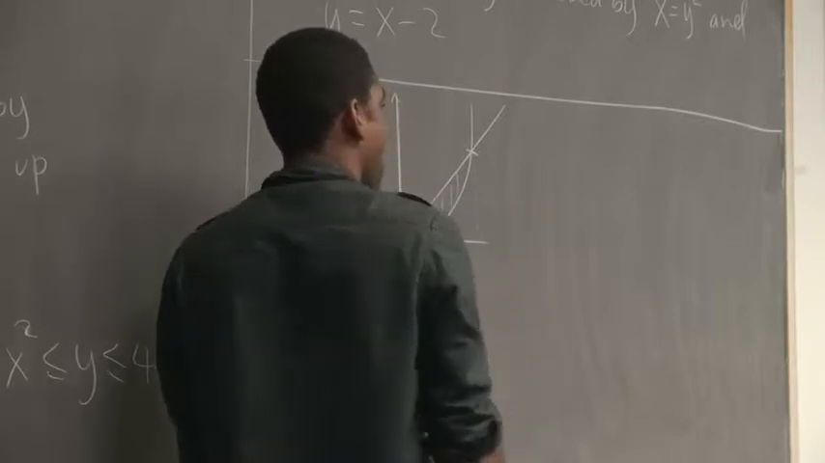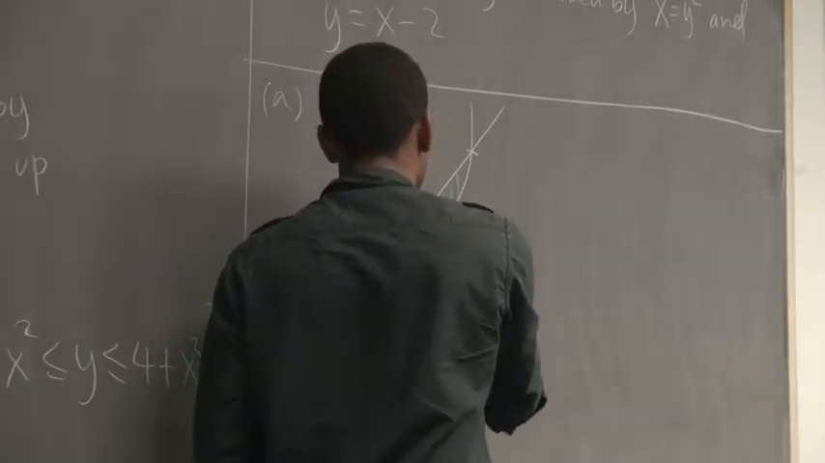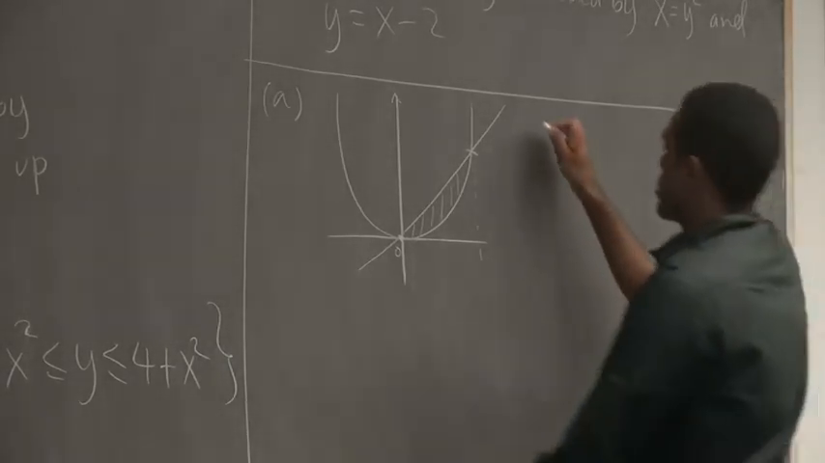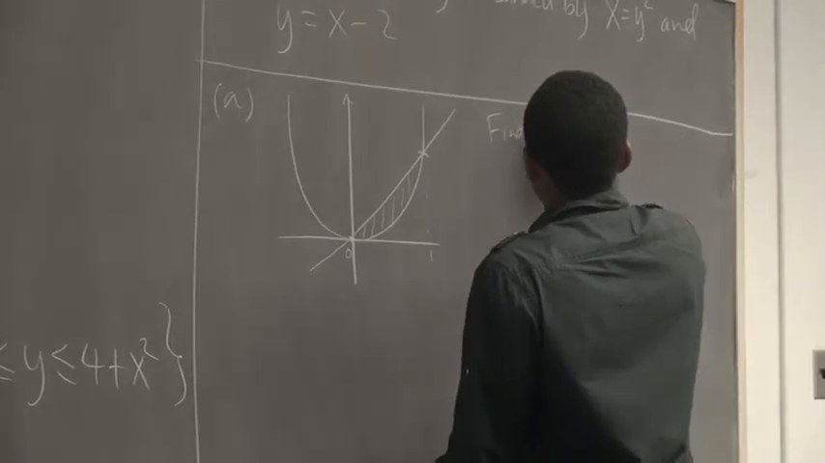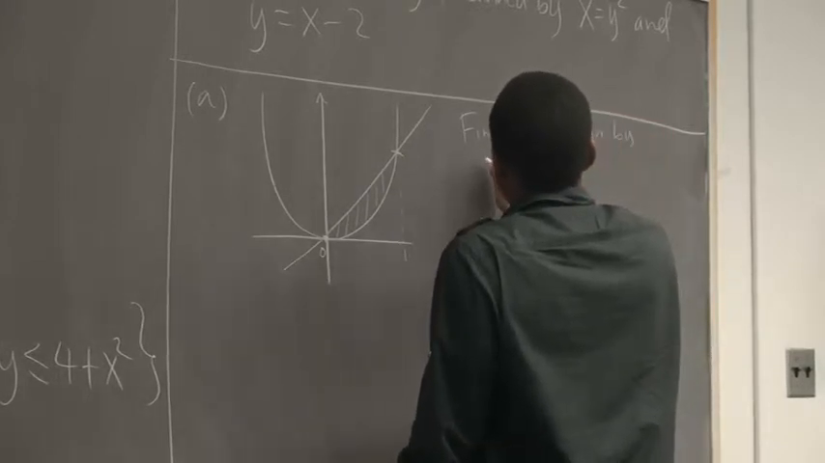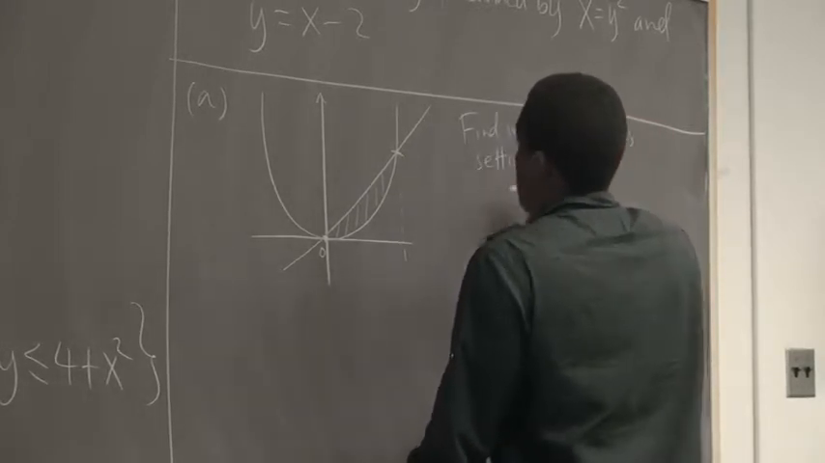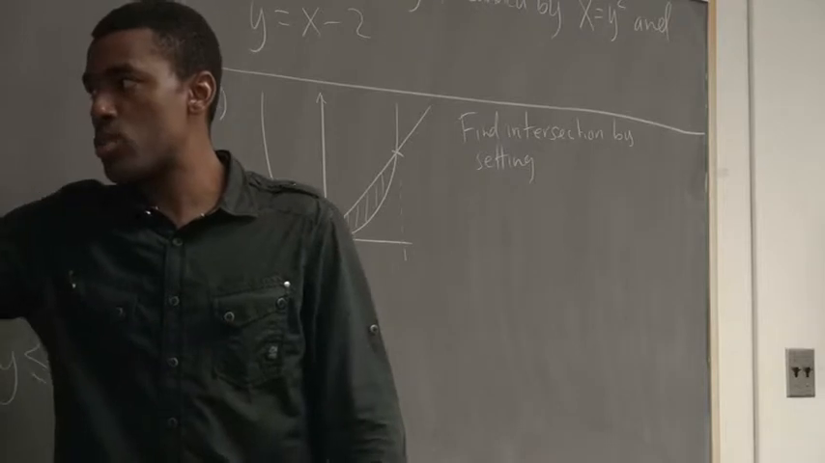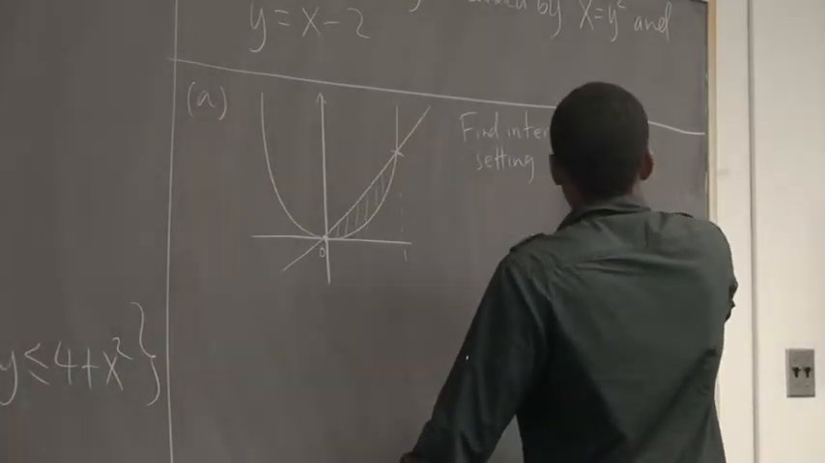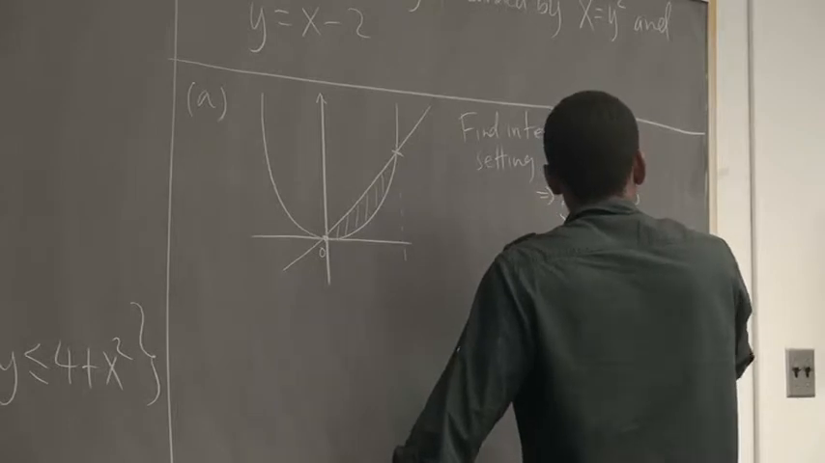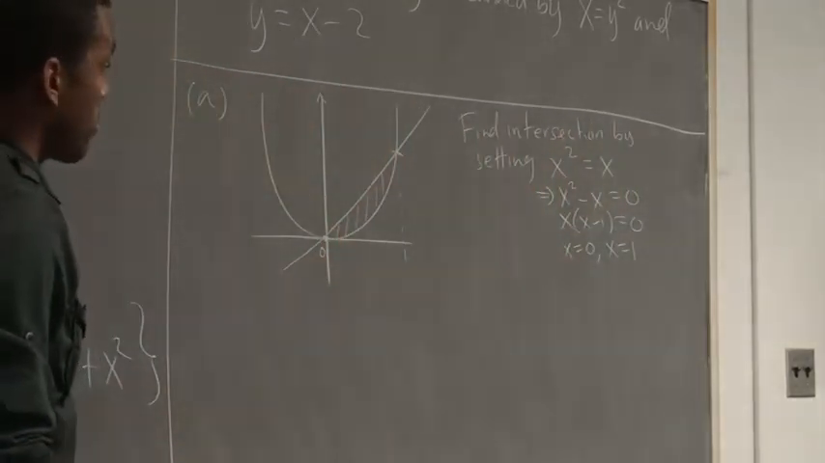What's the intersection point? 0 and 1. Now how would you find that if you didn't know? You could find the intersection by setting the functions equal. Intersect means they coincide. If y equals x and y equals x squared, they coincide when x squared equals x. So x squared minus x equals 0, which means x times x minus 1 equals 0, so x equals 0 or x equals 1. And that's our intersection points, right?